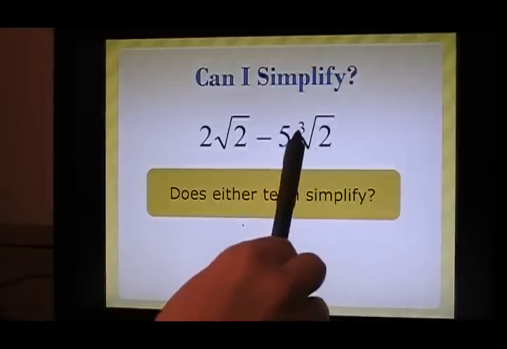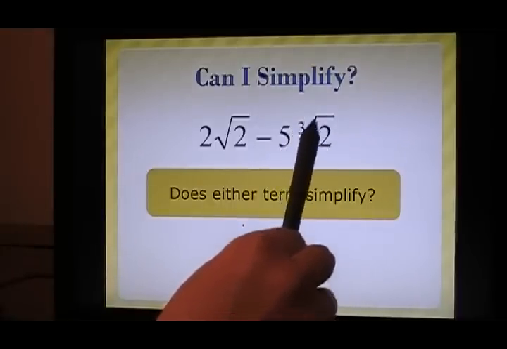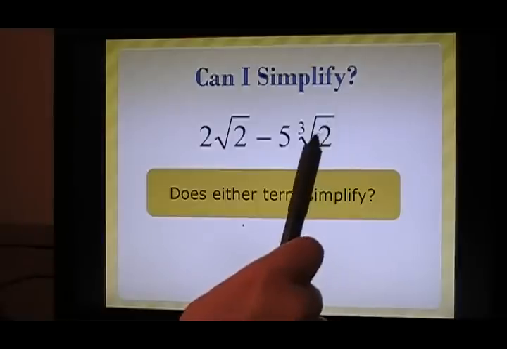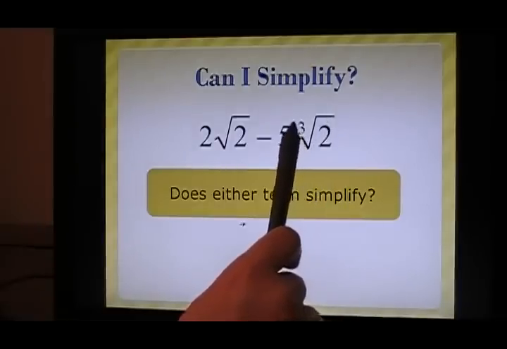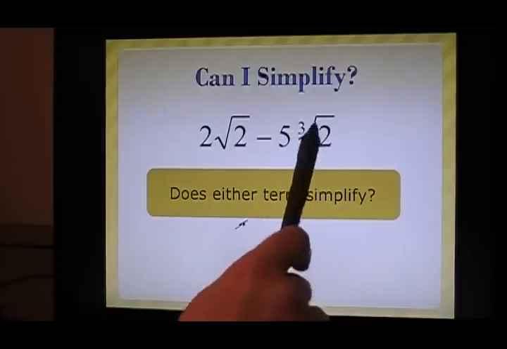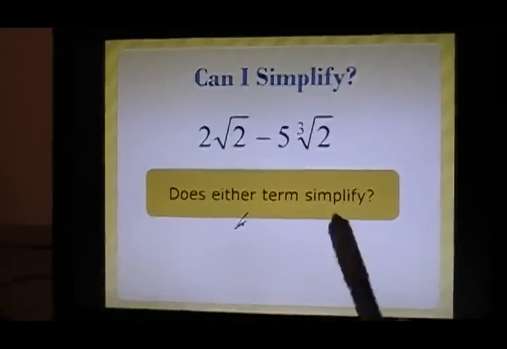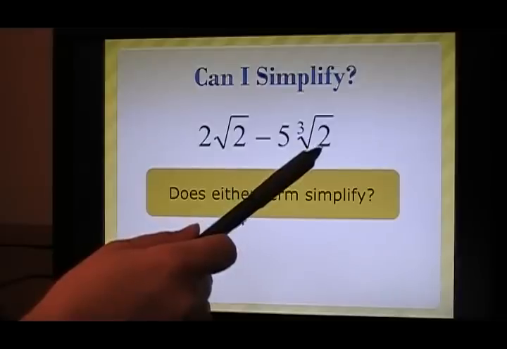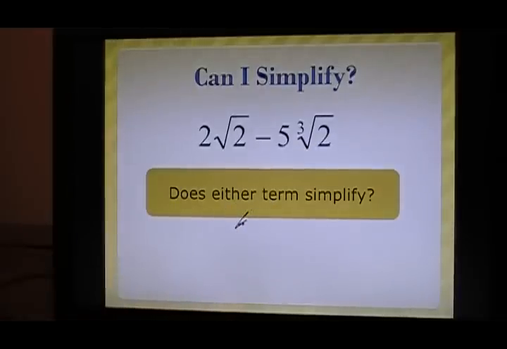Over here, the cube root of 2. This term would only be able to be simplified if, since I'm dealing with a cube root, the number underneath, the radicand, were a perfect cube, which it is not, or were divisible by a perfect cube other than 1, which again, it is not. So does either term simplify? In this case, no, it does not. Neither of those terms will simplify.